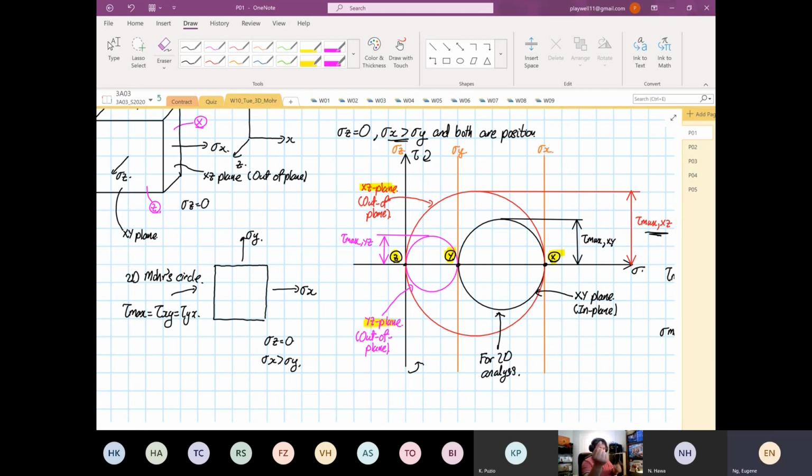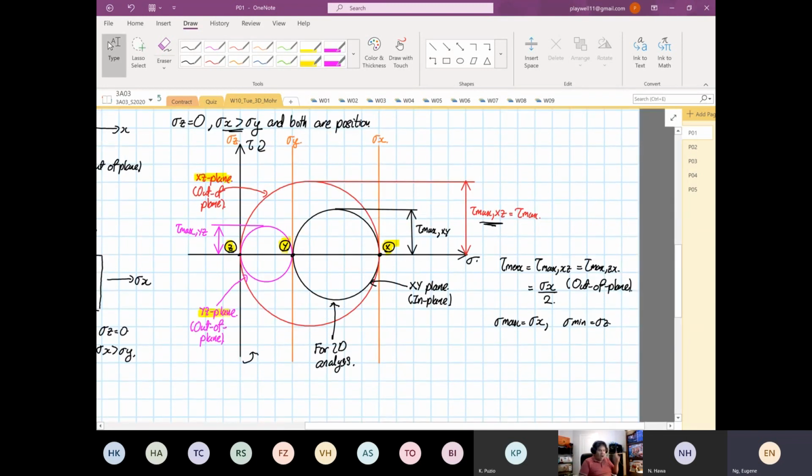And if we totally ignore this, our structure will fail. Why? Because we ignore the out of plane. Because for this case, the out of plane is going to be the biggest diameter, and if failure is going to occur, it's going to occur at where? At the out of plane maximum shear stress. Right? So for 2D Mohr circle, I'm going to write down here. Okay, so this is just for 2D, right? And this is your tau max for 2D, which is smaller than your tau max in 3D. So this is 3D Mohr circle.